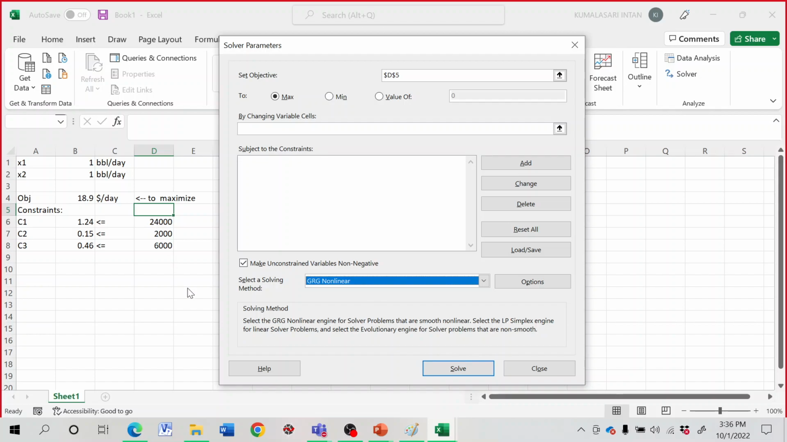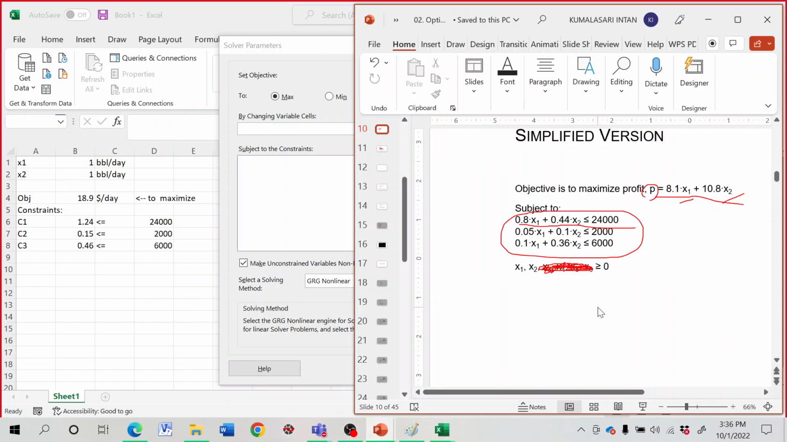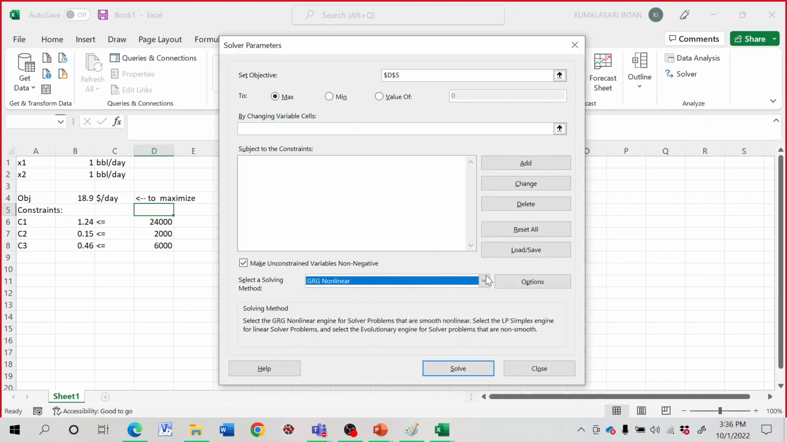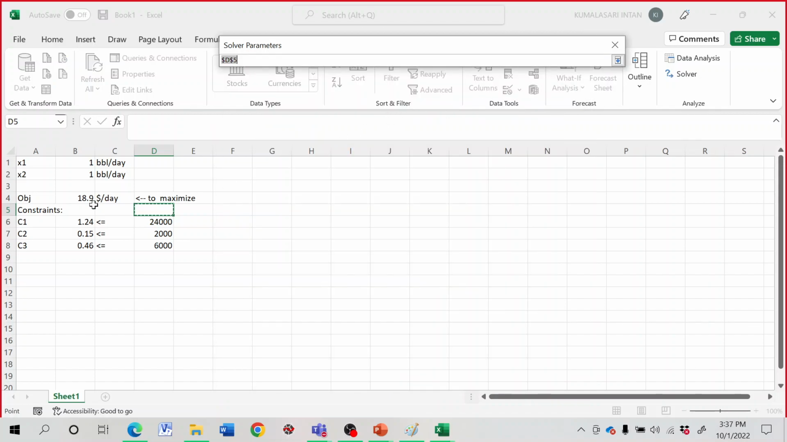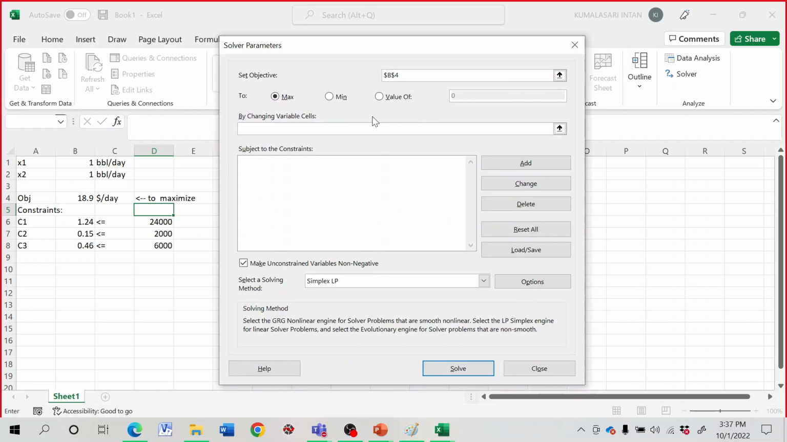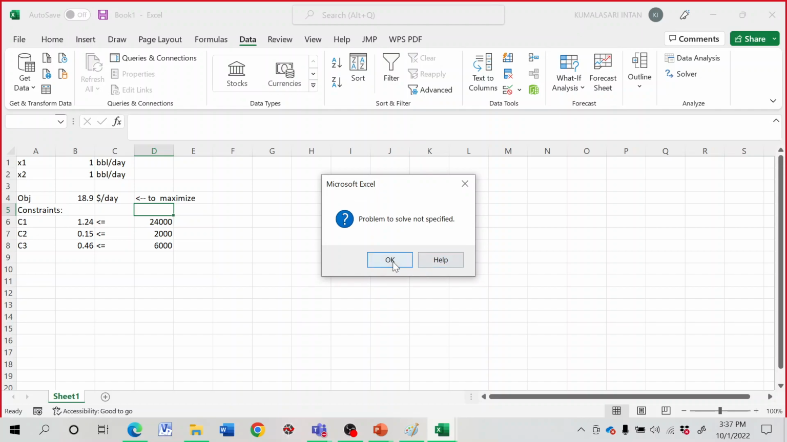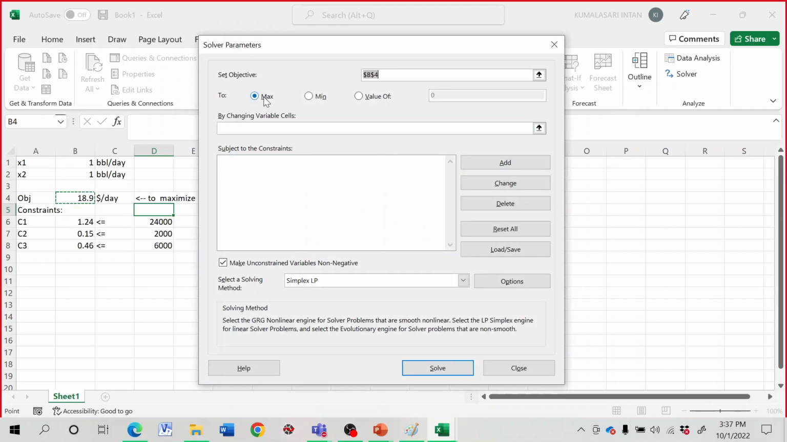So we know that this is a linear problem simply because the objective function is linear and the constraints are all linear. That means we have to switch this to Simplex LP. Okay, this is the method. Well, I shouldn't do this first. I have to show the objective function first. What is the objective function? D4 is the objective function. So what do we want to do? Do we want to maximize it, minimize it, or set it to a certain value? In this case, we want to maximize it.